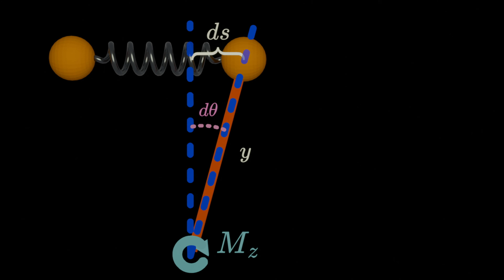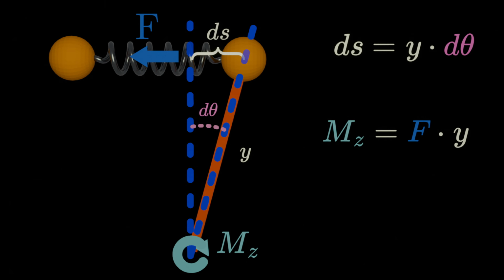The spring will stretch some distance ds until its restoring force is sufficient to counteract the applied moment, resulting in a displacement angle d theta. Since this is a very small angle, we can approximate and write ds equals y d theta. We also know that this system is in equilibrium, which means that the restoring force F times the moment arm y must equal the applied moment. And finally, we can add one more equation to our model, that of the linear spring, which states that the restoring force is equal to the displacement ds times a spring constant k.